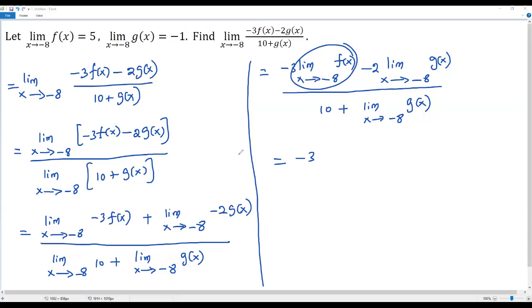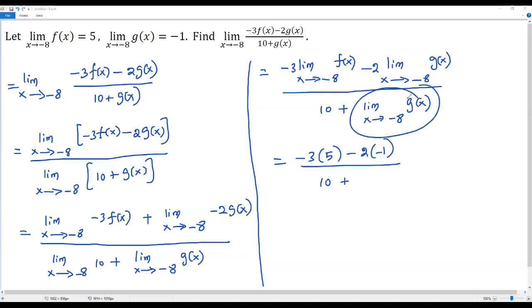For this one, the limit as x approaches negative 8 of f of x equals 5. So I can plug in 5 for this one. Negative 2 times, for this one we know the value, it's negative 1. So we can plug in negative 1 for this one. Over 10 plus, and the value of this limit is given in the question itself. That is negative 1. Okay, let me finish.